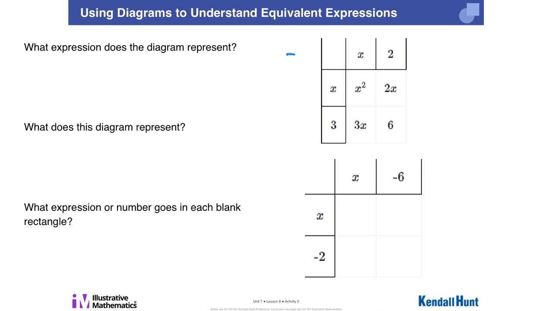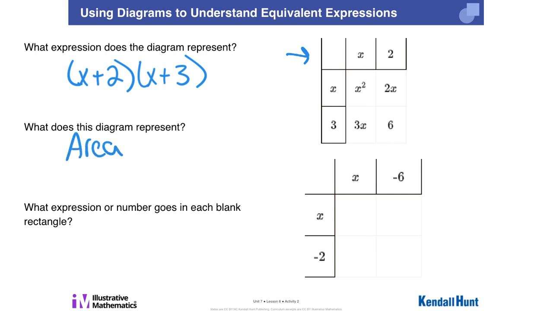So we've been able to use diagrams to represent expressions. This diagram represents x plus 2 times x plus 3. Now, what does the diagram actually represent? Well, it's showing the area of the whole square if one side has a length of x plus 2 and one side has a length of x plus 3.